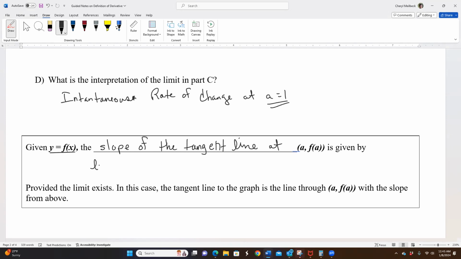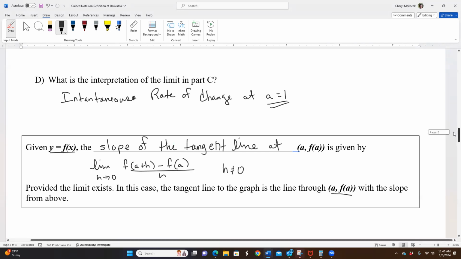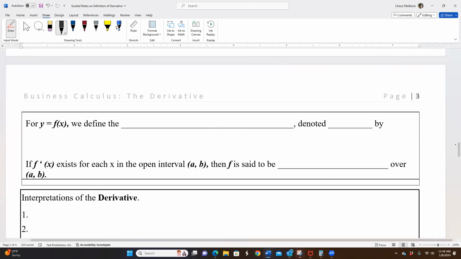So it's the limit, as we had above, as h approaches 0 of f of a plus h minus f of a over h, where h cannot equal 0, provided the limit exists. So in this case, the tangent line to the graph is the line through the point there, with the slope from above. Now, what is all of this leading to? Well, it's leading us to the definition of derivative. Essentially, the slope of the tangent line is the derivative.